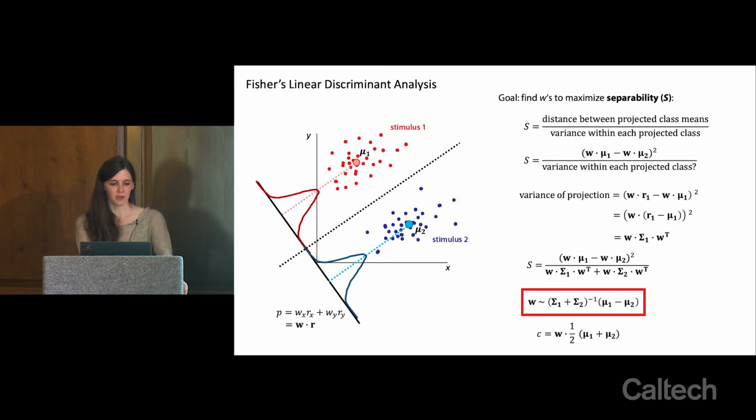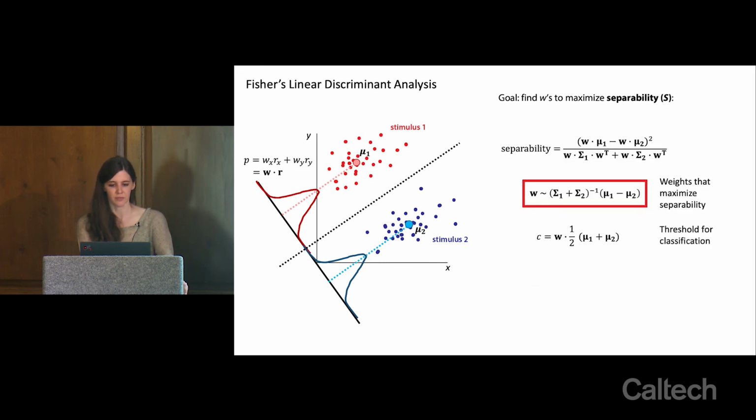And then our decision boundary we usually take as just the midpoint of these two distributions. So you take the sum of the mean of stimulus 1 distribution and the mean of stimulus 2 distribution, average them, and project it onto the same dimension. Yeah?